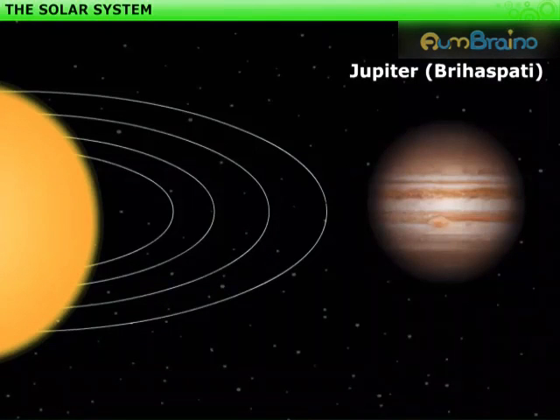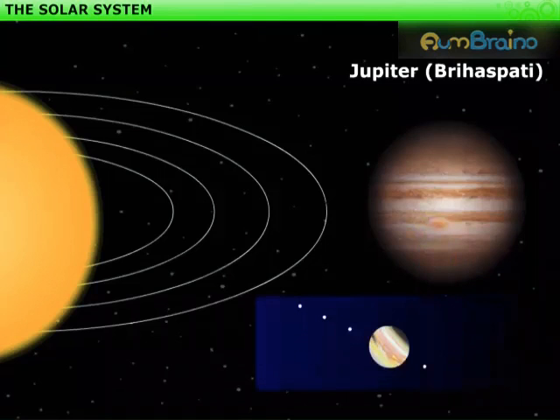Jupiter, or Brihaspati. It is the largest planet of the solar system. About 1,300 Earths can be placed inside the planet Jupiter. It has a large number of satellites.